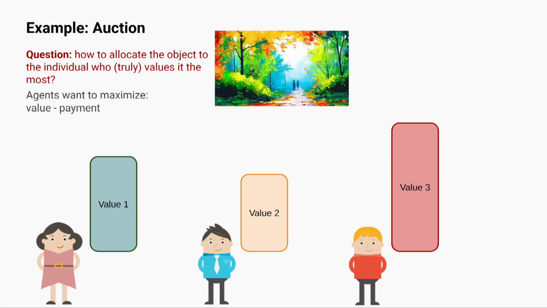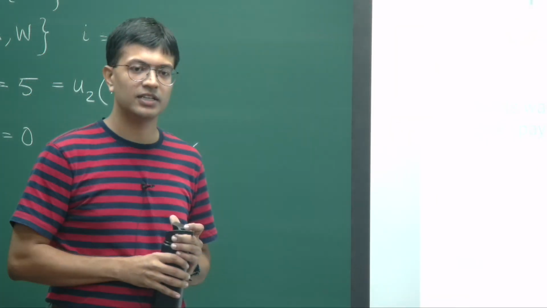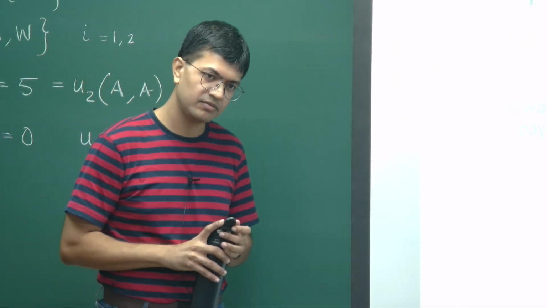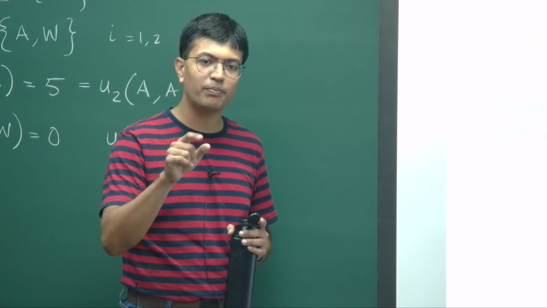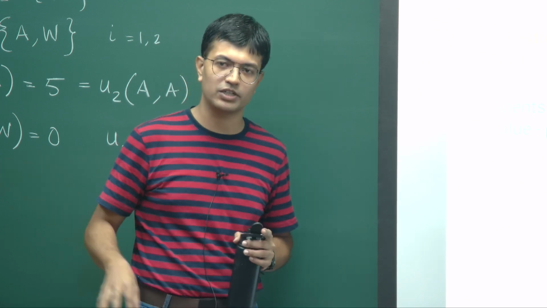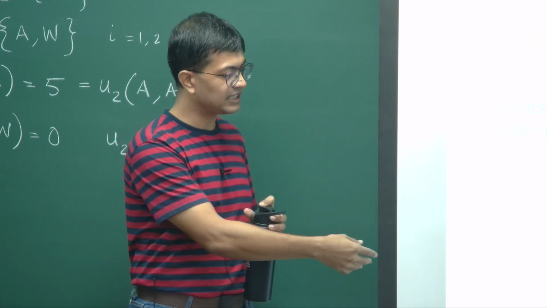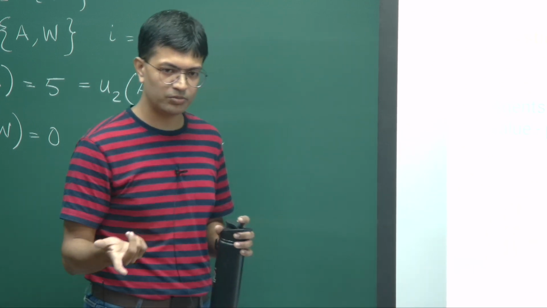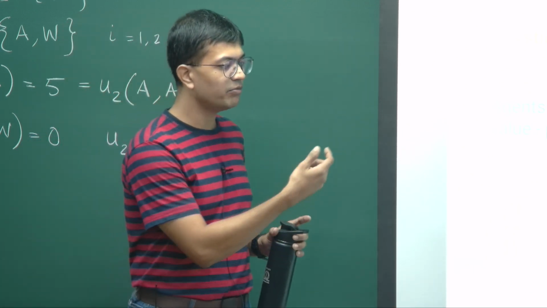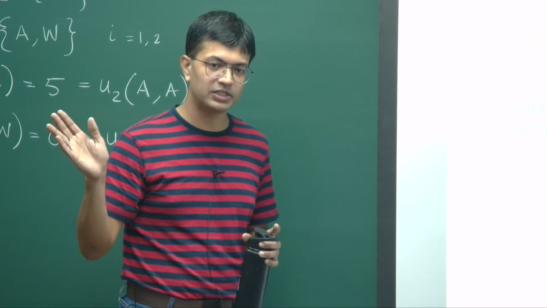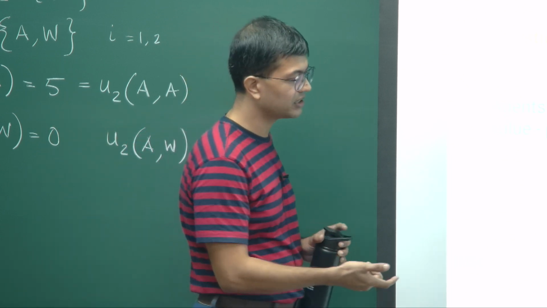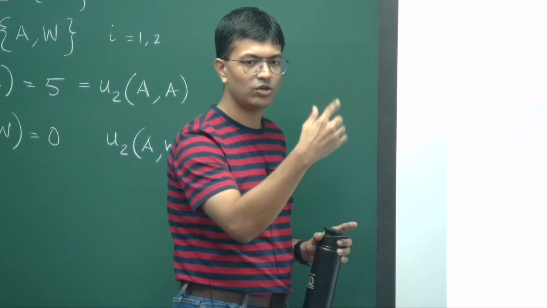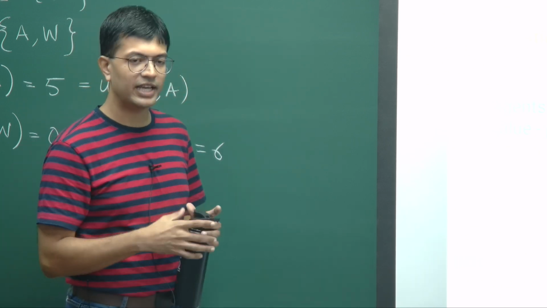Payment is fixed, right? No, payment is not fixed. Payment can be dependent on what you report, but after everyone reports, then we will decide the payment. So, payment is a function of what people have reported. If the reporting profile is V1, V2, V3, then your payment could be something. If it is V1 prime, V2 prime, V3 prime, your payment could be something different. So, payment is a function of this valuation profile to some real number for every agent.